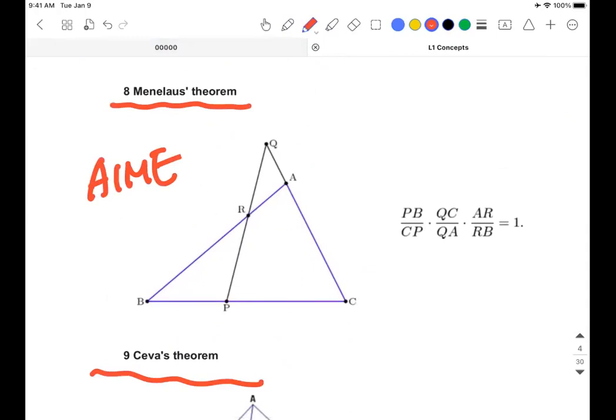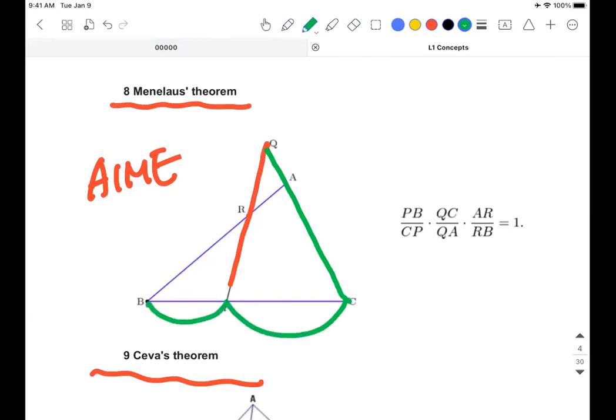Menelaus means you have a triangle ABC, and there is a transversal line that cuts the triangle's two sides at one point and another point. One is P, one is R, and it also intersects the extension of the third side at point Q. As long as you have this, you're going to have such a relationship.